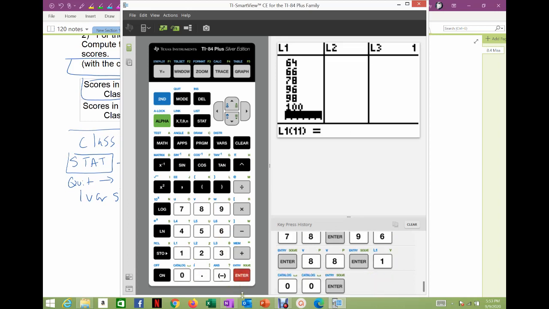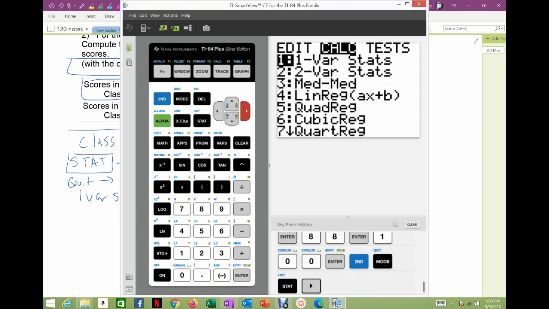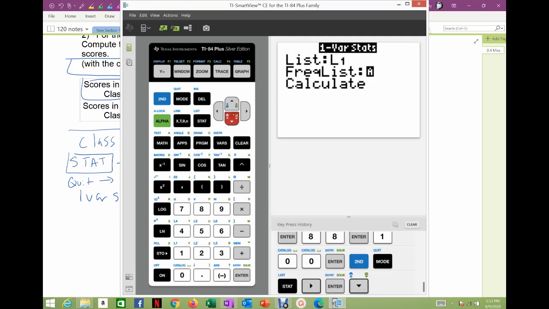Calculator's being slow today. There we go. Alright, they're in there. Quit. Go back to stats. Go over to calculate. One variable statistics. If your calculator is like mine, make sure there's nothing in the frequency.